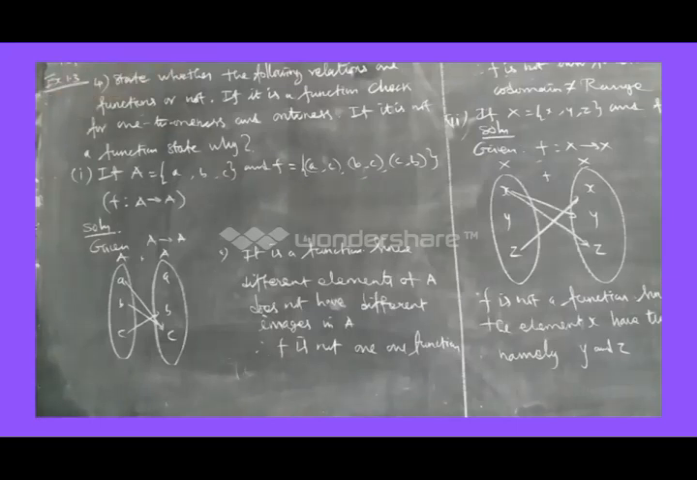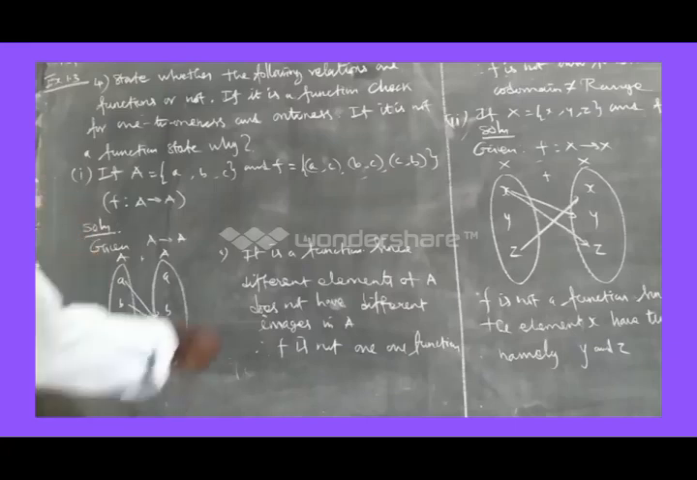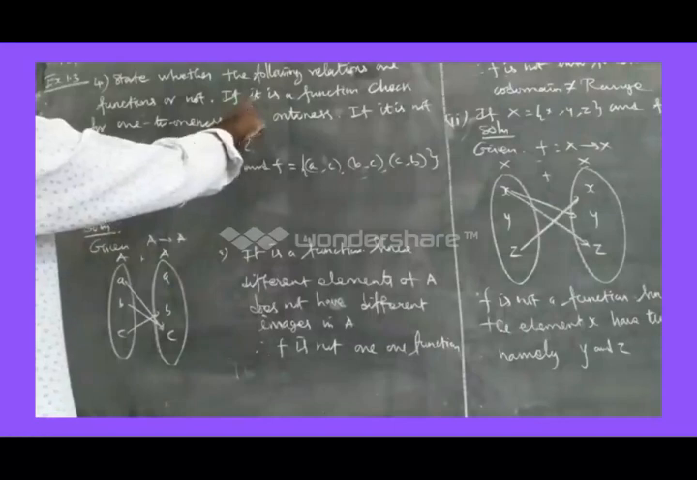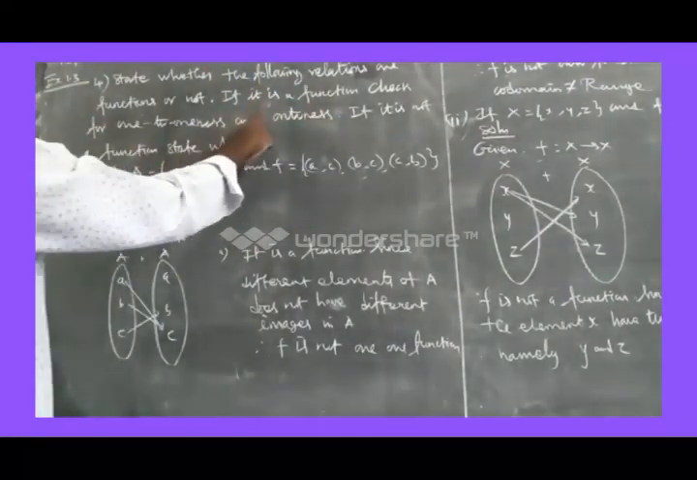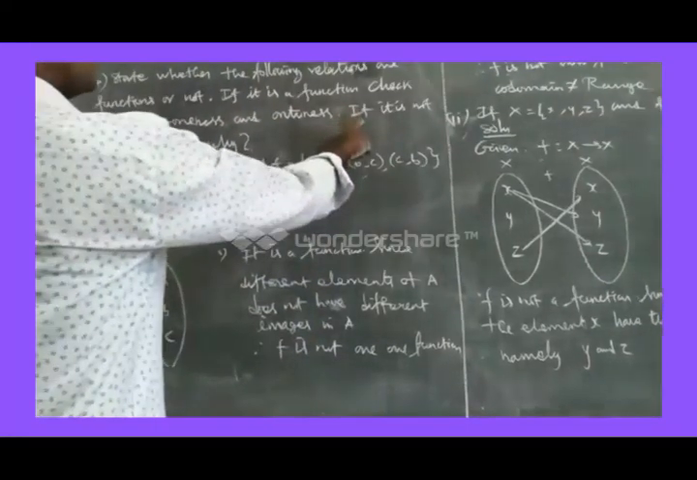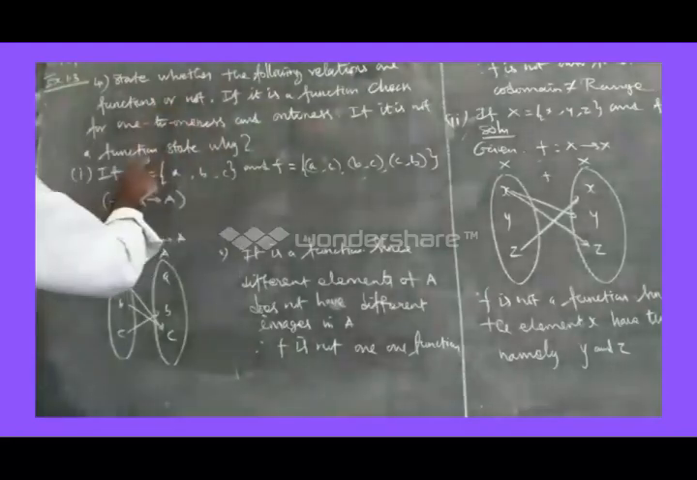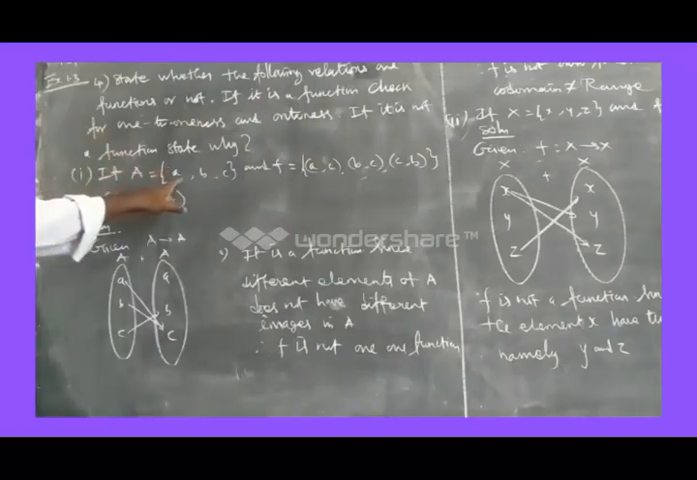First we should find whether the given statement is a function or not. Secondly, if it is a function, check for one-to-oneness and onto-ness. Next, if it is not a function, state why. So the first one, A equal to {a, b, c}.